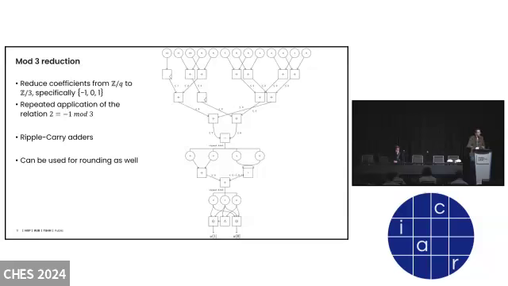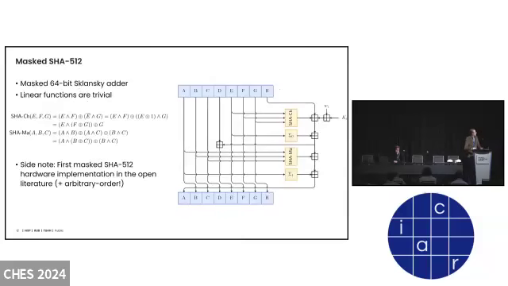And finally, the SHA-512. So the biggest operation here is the 64-bit addition. For this, we use a 64-bit masked Sklansky adder, which of course is pretty big. The linear operations, specifically the sigma functions, are fairly easy using the HPC gadget. It's just XOR and rotation, so basically free in comparison.